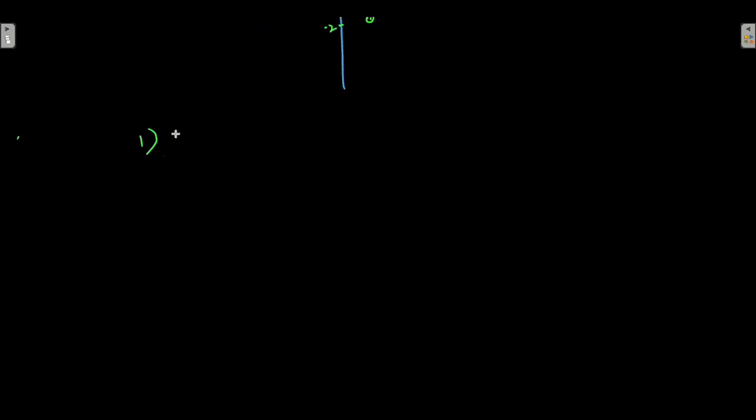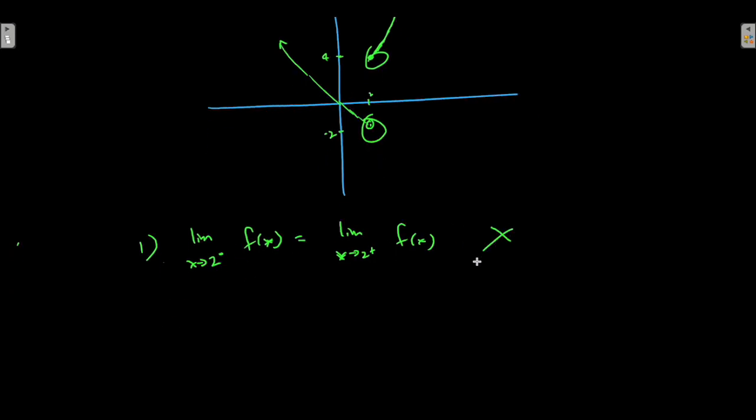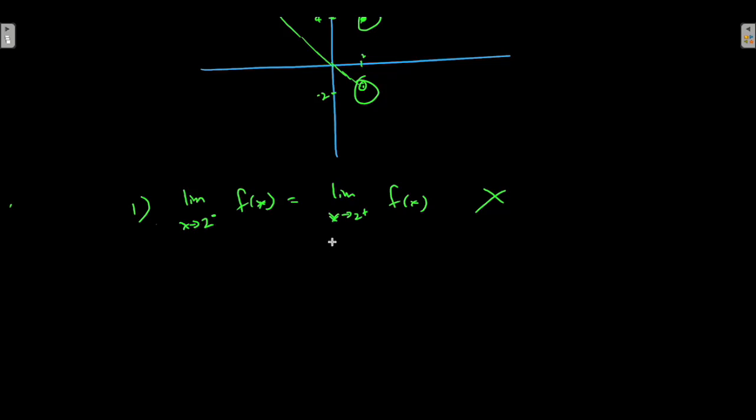So step 1, test if it's continuous. So that's basically the limit as x approaches 2 from the negative side of f of x is equal to the limit as x approaches 2 from the positive side of f of x. Well, clearly not. This is 4, this is -2, thus this is false, so not differentiable.